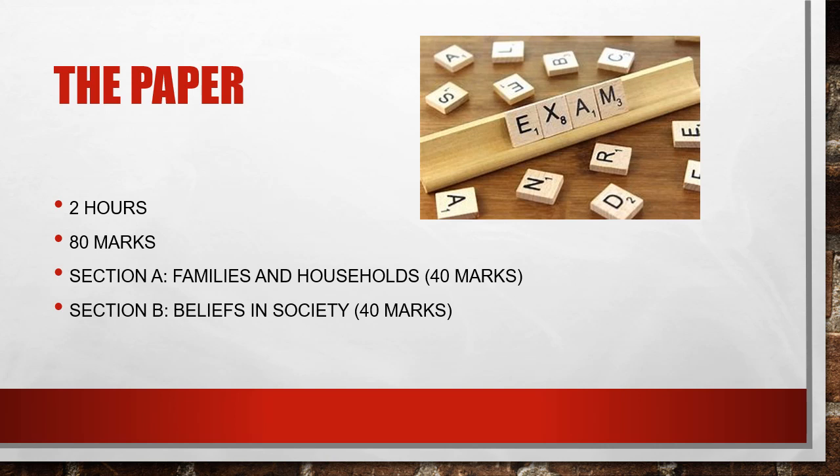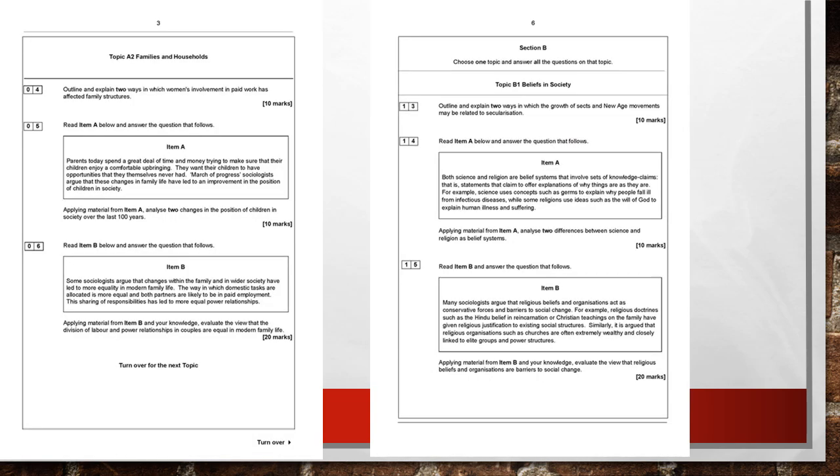It's going to be a booklet with other topic areas in, so make sure that you turn to the topic you have studied. So for my students in particular, we've looked at families and households in year 1, and then this year we looked at beliefs in society. They're both equal weighting, so 40 marks each, so divide your time up equally. So 1 hour for families and households and 1 hour for beliefs in society.